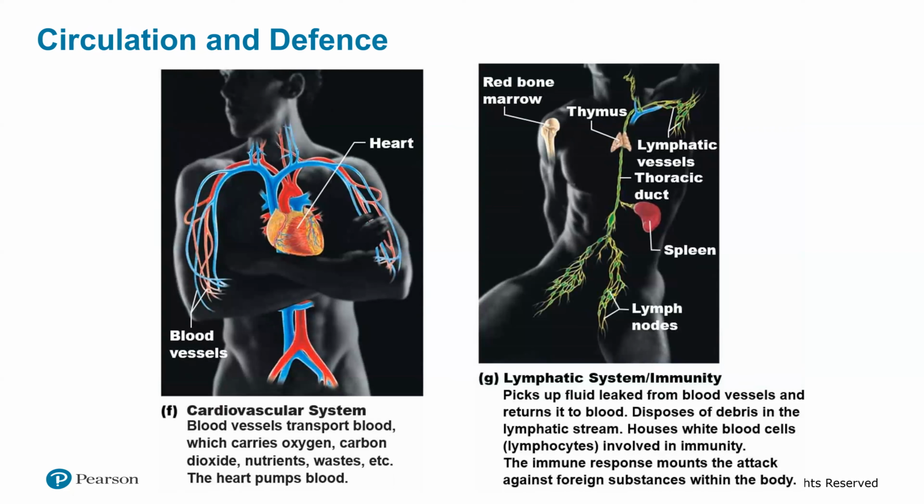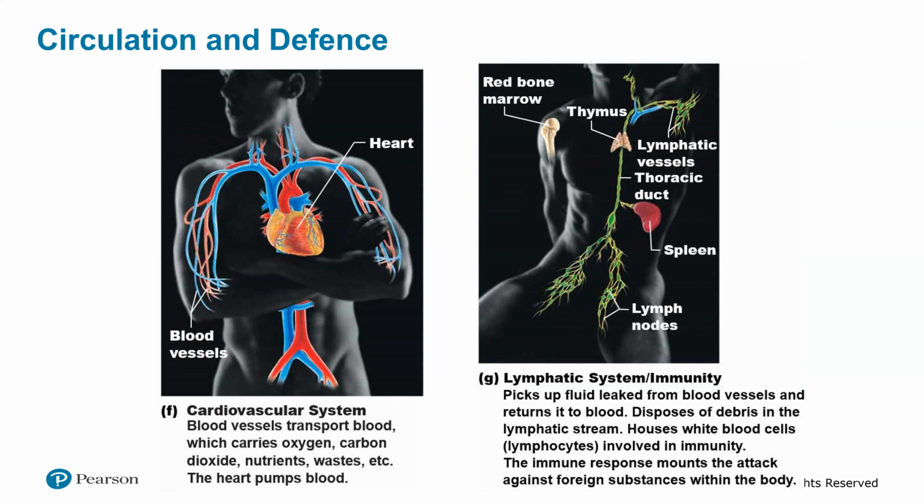Cardiovascular system. Blood vessels transport blood, which carries oxygen, carbon dioxide, nutrients, waste, etc., hormones, for example. The heart pumps blood. So organs include heart and blood vessels.